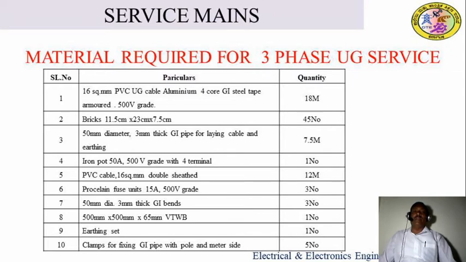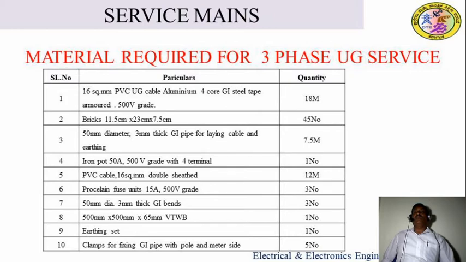So first one, 16 square mm PVC underground cable, aluminum, 4 core, 500 volt grade, required 18 meters. Next, bricks 11.5 cm by 23 cm by 7.5 cm, 45 numbers is required. 50 mm diameter by 3 mm thickness GI pipe for laying the cable and earthing, 7.5 meters is required. Then iron pot 50 amps, 500 volt grade with 4 terminals, so required 1 number. Next, PVC cable 16 square mm double sheath, 12 meters is required.